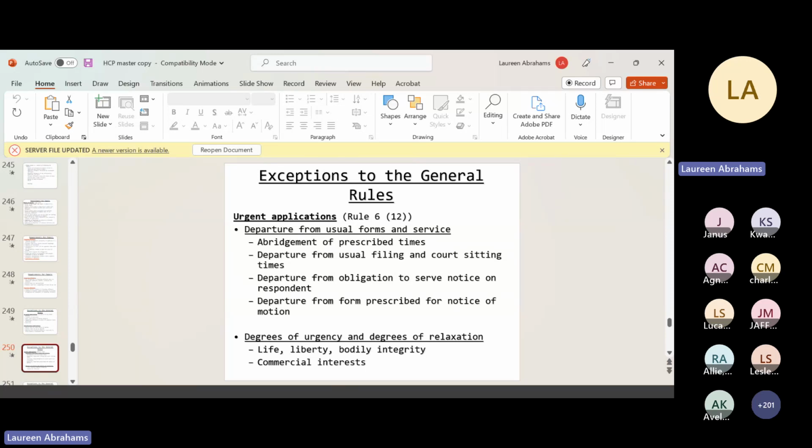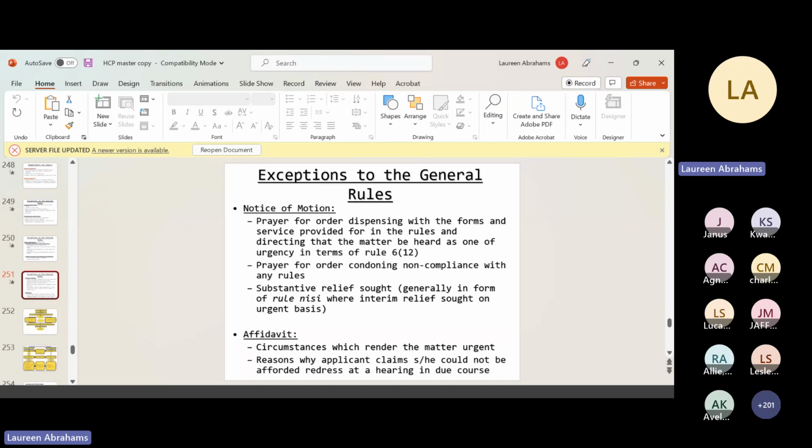Right, so the degrees of urgency, and the case where they describe the degrees of urgency and the degrees of relaxation, is Luna Meubileerders versus Marken. It's a famous case. And then, yeah, you can just look. I think they do quote it in your notes.